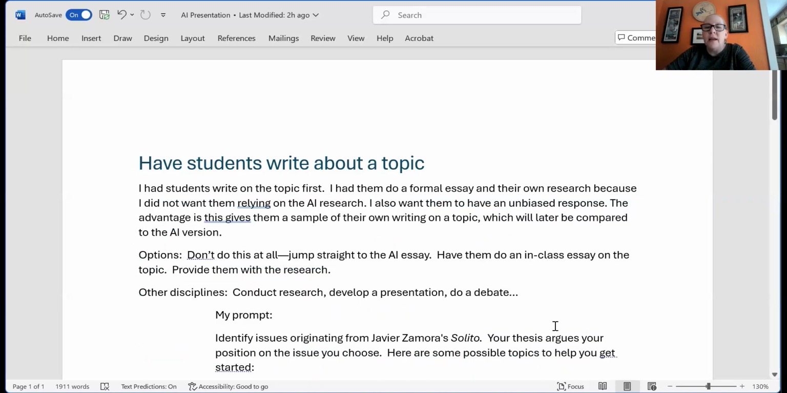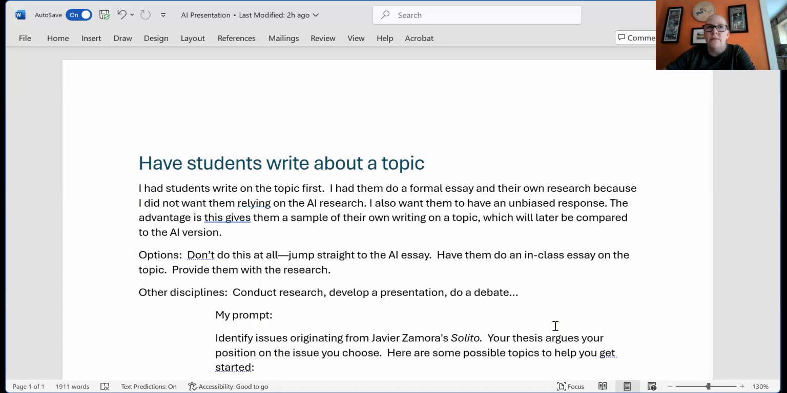So, writing about the assignment. I have them write about the topic first. I don't know that this is mandatory, but I find that if I have them write about the topic first, they develop their own understanding of the issue, they do their own unique and individual research rather than just pulling from the AI. And because it's often a controversial topic, they have an unbiased response to that topic.